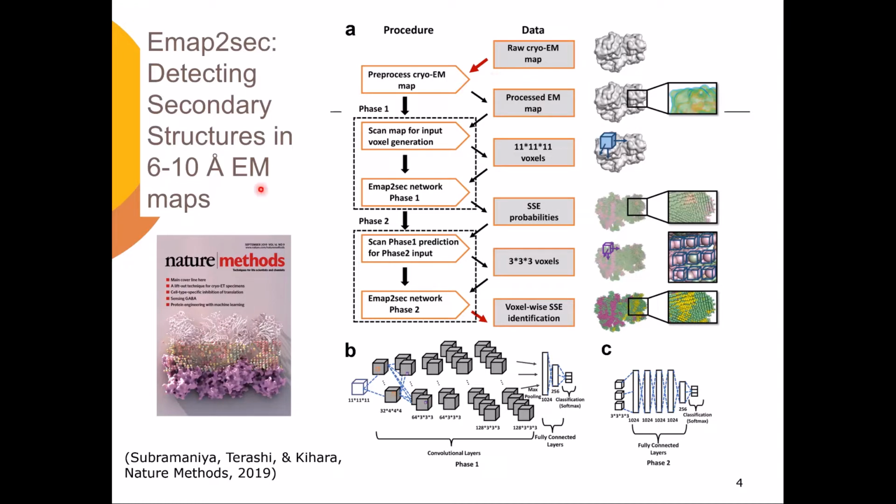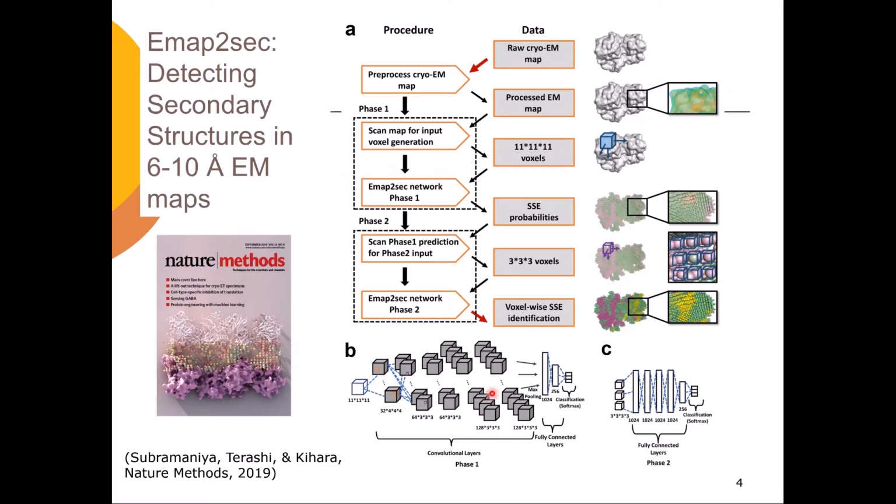EMAP2-seq, which we developed, is a very straightforward application at that time to identify the secondary structures from cryo-EM density maps of this range. What it does is take the cryo-EM map and scan it with a box. The size of the box was 11 × 11 × 11 angstrom cube. At each box position, it identifies alpha helix, beta strand, coil, or other structures at the center of the box.